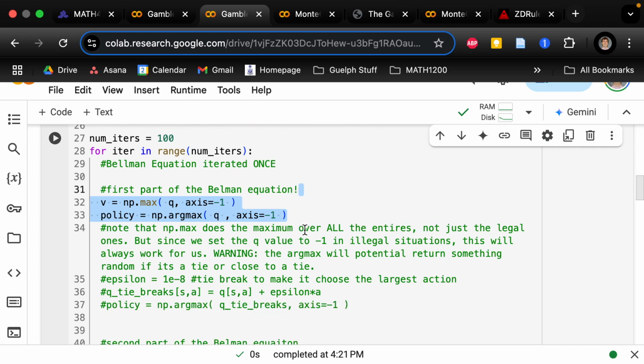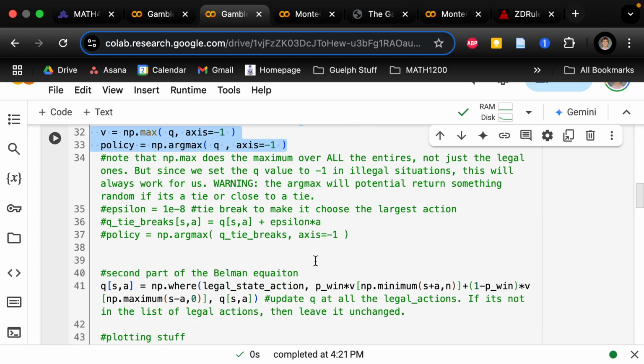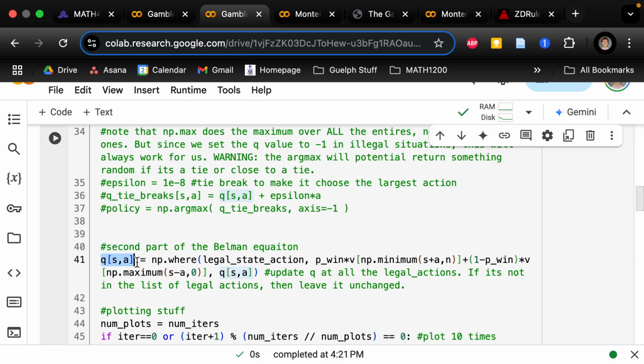That's the first loop. What about the second part? The second part, again, is an if statement, because I don't want to accidentally update the queues where there were illegal things. So I do this kind of if statement. If it's a legal, valid position, then replace it with the thing that we had before, which is P times V of S plus A, plus 1 minus P times V of S minus A. And if it's an illegal state, just leave it the way it was before. So this update is effectively applying an if statement and only updating the legal positions. It is not touching the illegal positions. It's leaving those at -1.